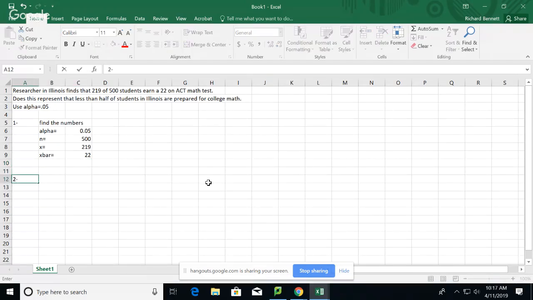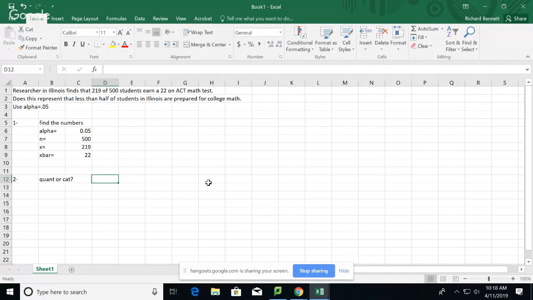Step number 2 is what? Quantitative or categorical. And the answer is, we vote? Let's vote. Who says it's quantitative? 1, 2, 3, 4, 5, 6, 7. Who says it's categorical? 1, 2, 3, 4.